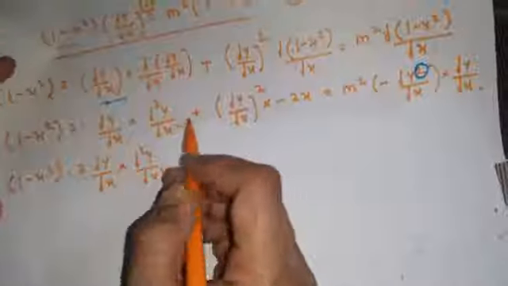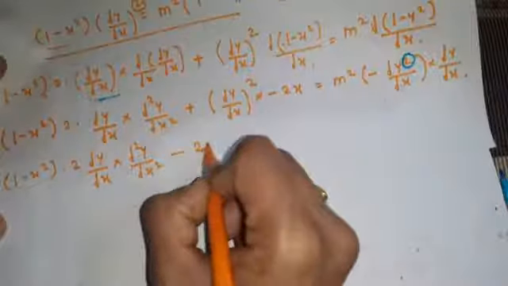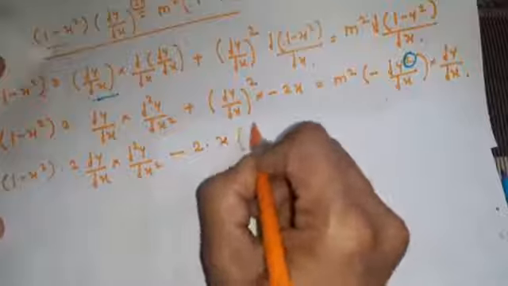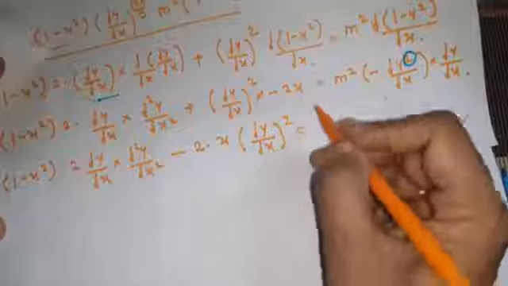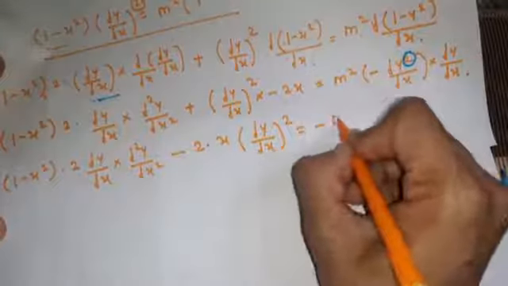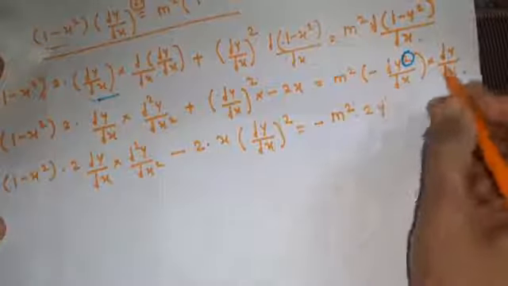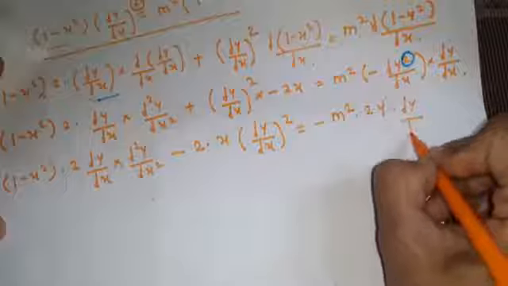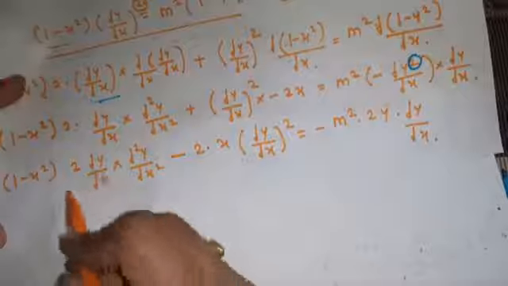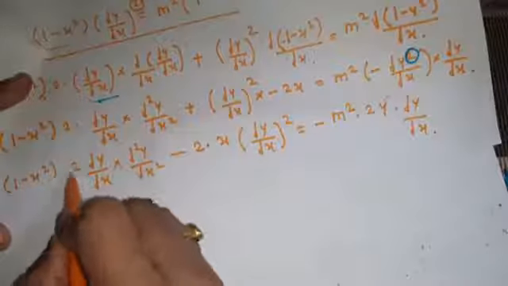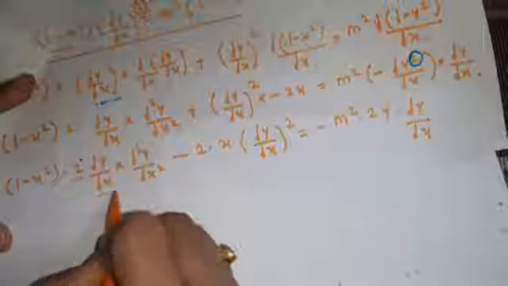The terms we are rewriting: plus minus minus 2x into dy by dx whole square. Now equal to plus minus minus m square. Differentiation of y square is 2y, and the dy by dx as it is. Okay students, now if you observe, in every term 2 into dy by dx is common. Therefore common out 2 and dy by dx.